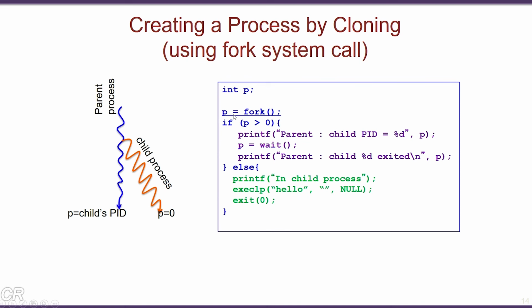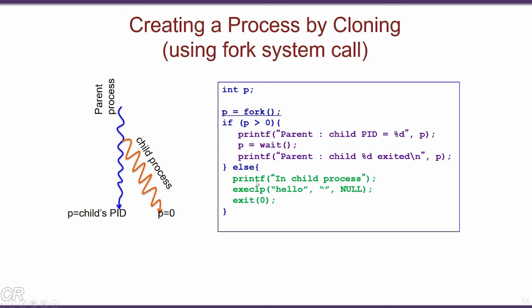In the parent process, the value returned by fork, that is P, has the child's PID, which is a value greater than 0. In the child process, P has a value equal to 0. Therefore, the parent process would execute this part of the code, while the child process would execute this part which is present in green.